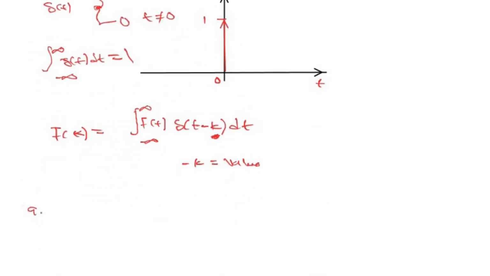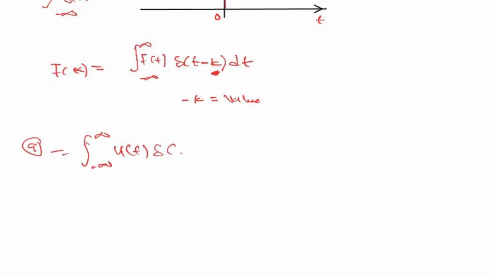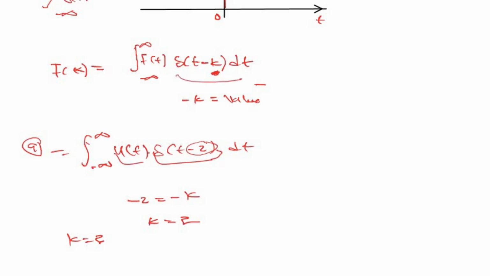We have a equal to the integral from minus infinity to infinity of u of t times the unit impulse which is shifted by 2, dt. Comparing this with the equation we have here, we equate this to minus k. So minus 2 is equal to minus k, therefore our k is equal to 2. Now look at this carefully: this is equal to f of t, so our f of t is equal to u of t.